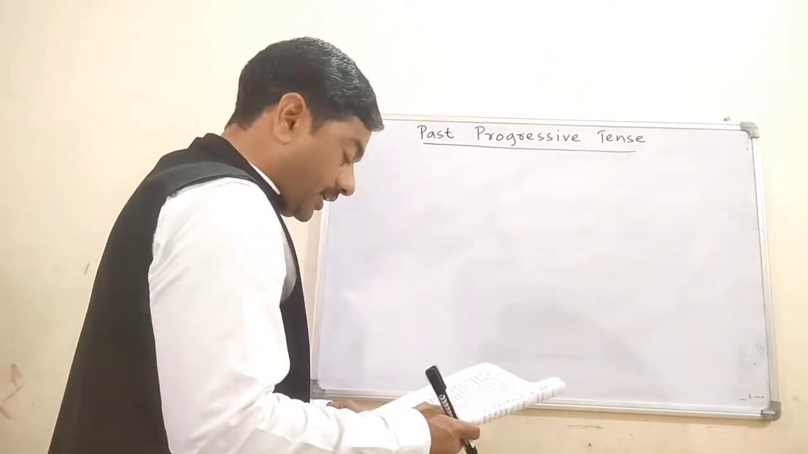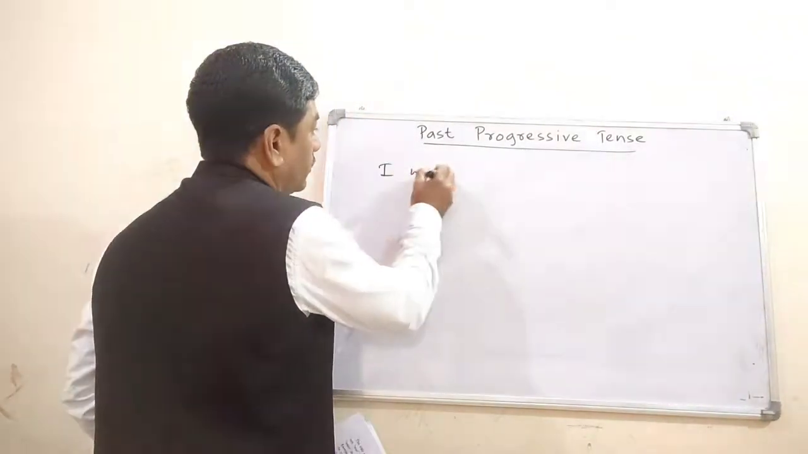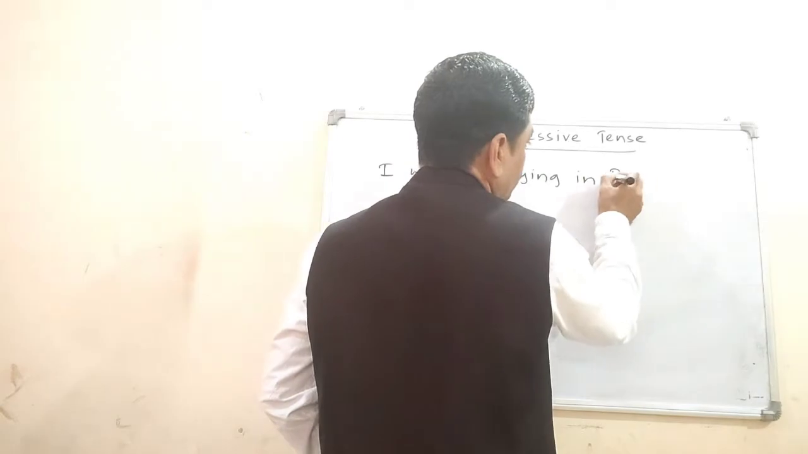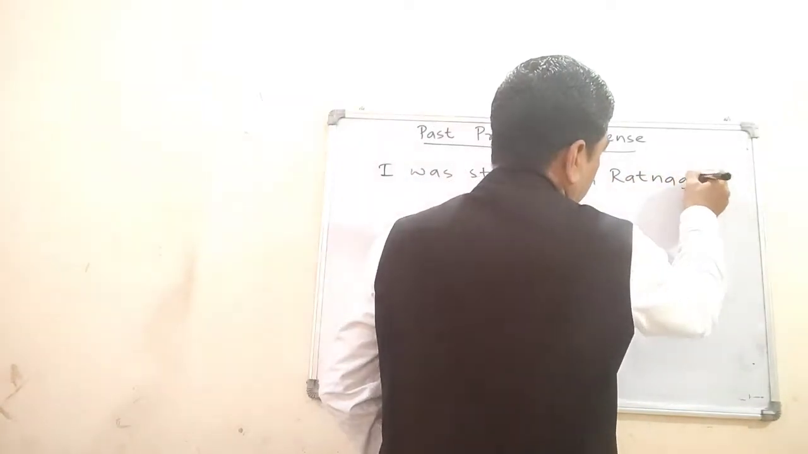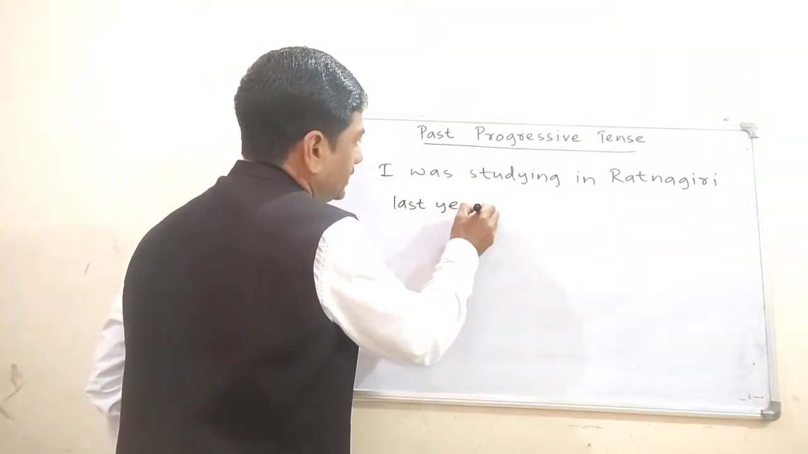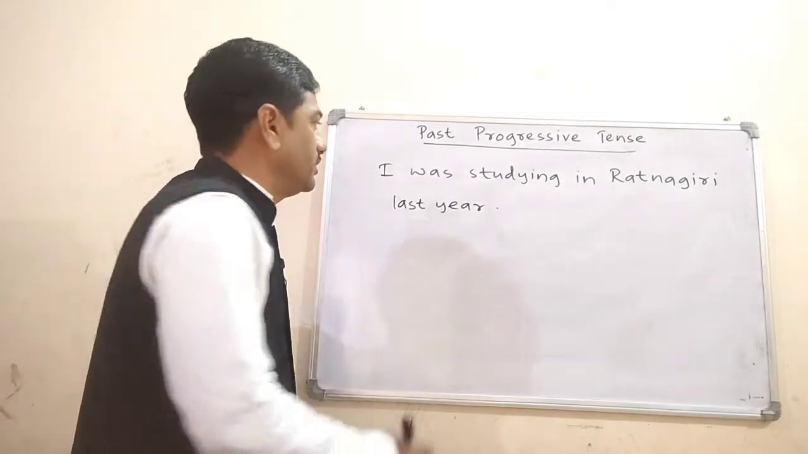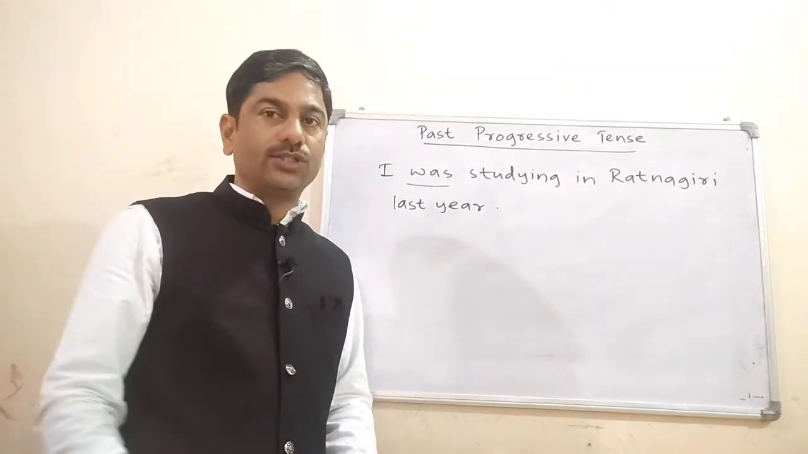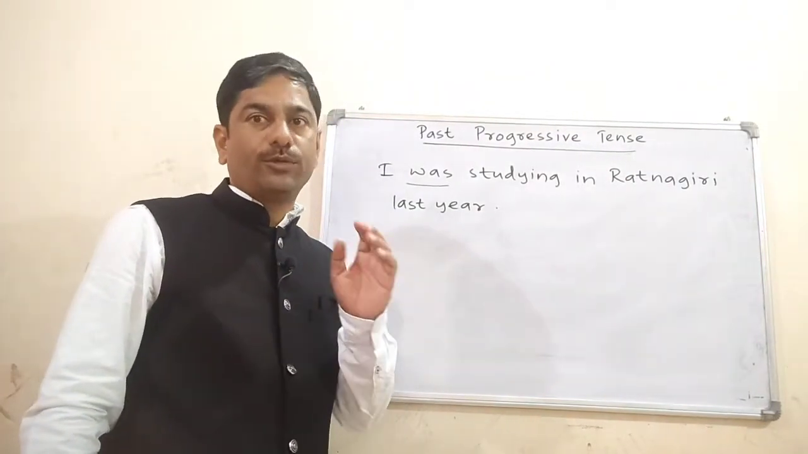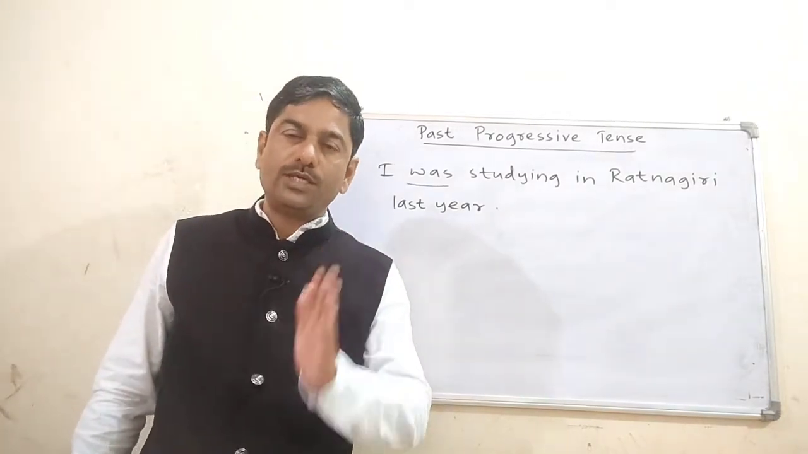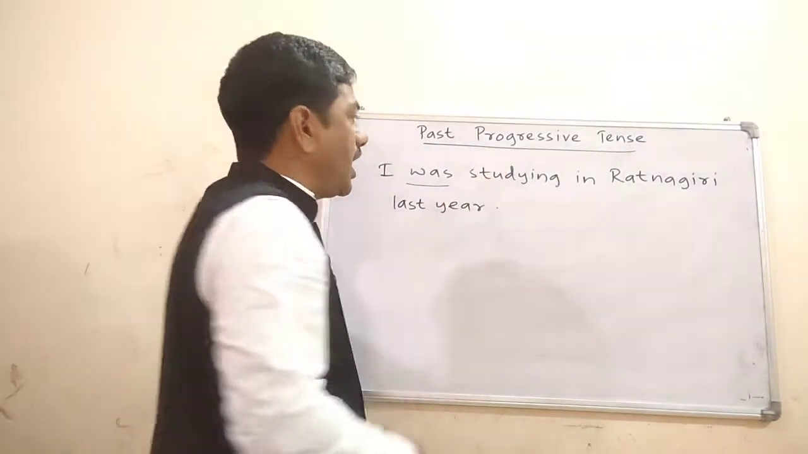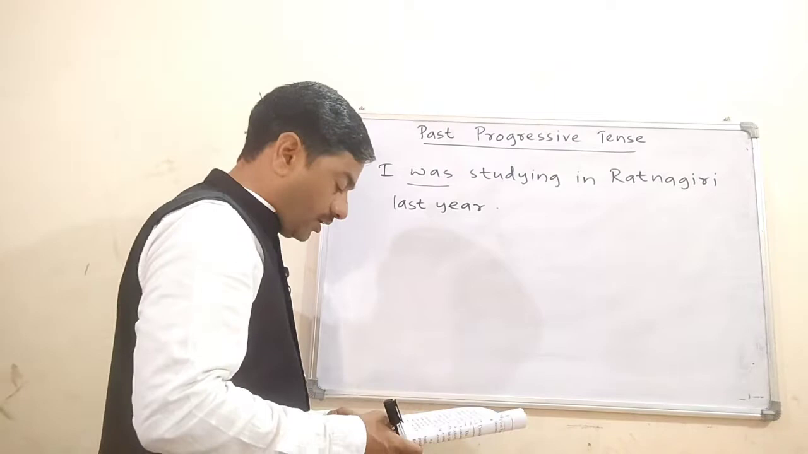I was studying in Ratnagiri last year. So this sentence is of past progressive tense. Here you have to make use of was, were and the ing form of the verb. If the subject is I, he, she, it or a singular noun, you will make use of was. And if the subject is we, you, they and a plural noun, then you will make use of were and the ing form of the verb. I was studying in Ratnagiri last year.